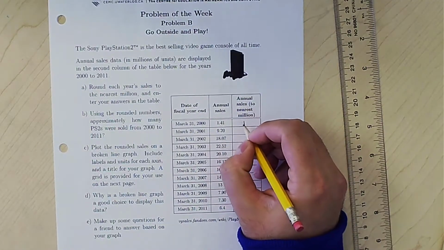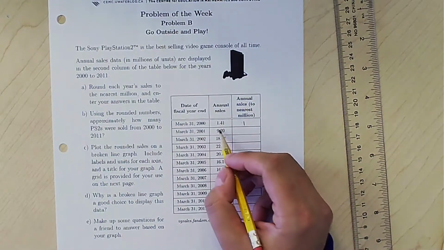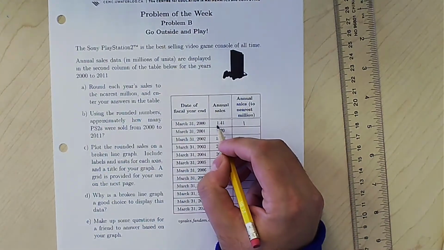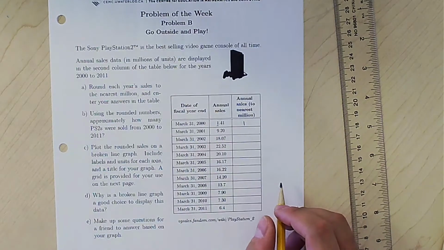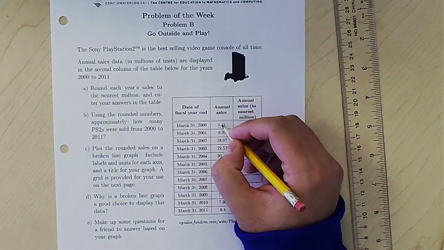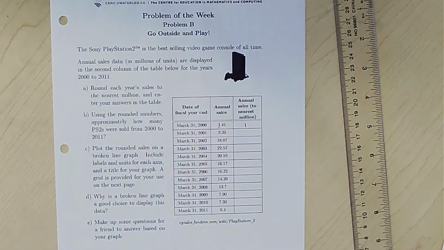So when you're doing the nearest million, the place value you need to look at is just this number here, the one right next to the decimal on the left. And we've learned in class that the digit beside it tells you to round up or to round down.